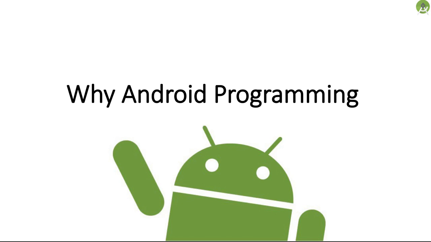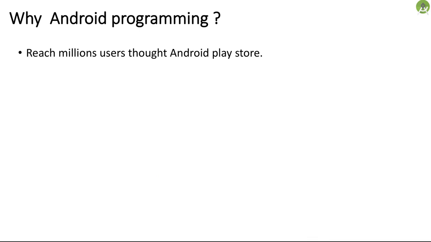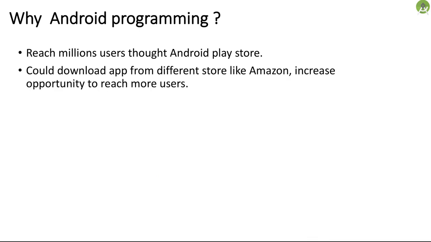So why Android programming? As you saw in the previous slide, it's open source. There are many companies using this open source system, so you could reach millions of people around the world. Also, applications in Android can be downloaded from different stores. When you're done with this list of tutorials, you could upload your application to the Play Store or Amazon or any different store. That means you have a chance to reach many people on different devices.